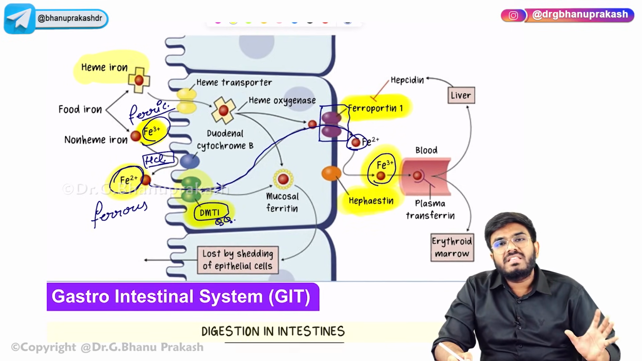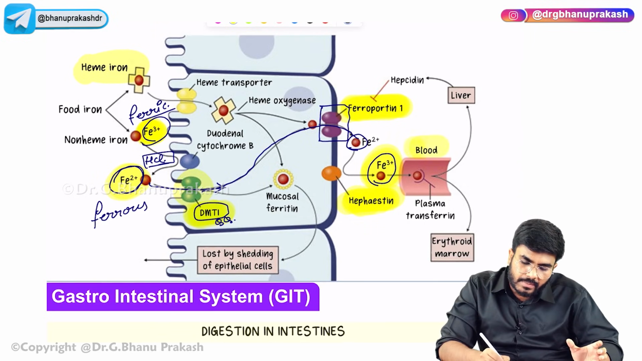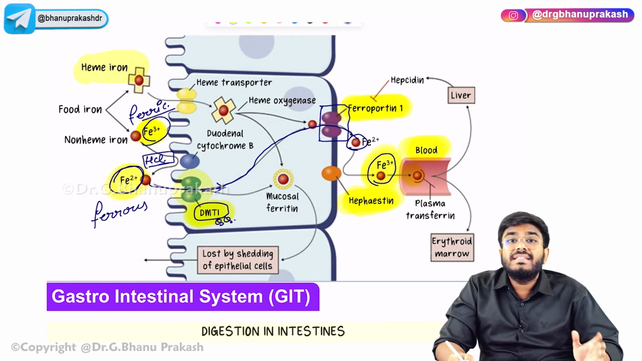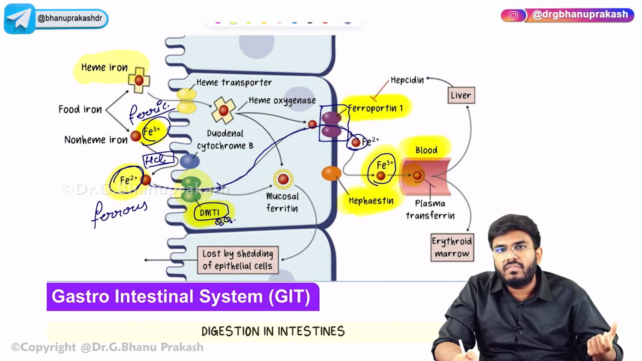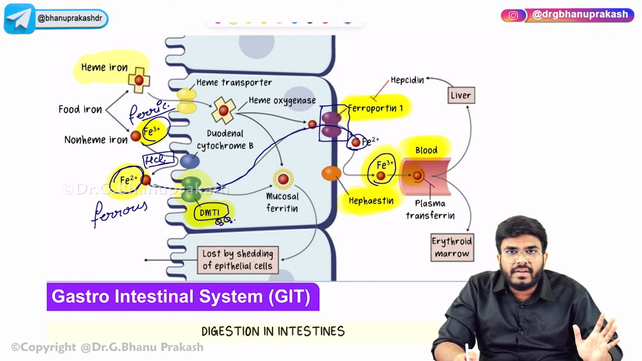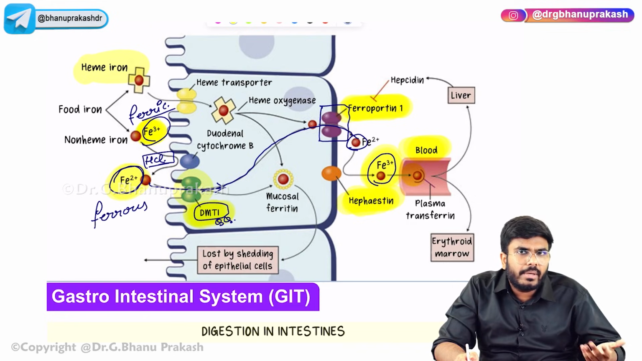Now tell me, this Fe3+ form of iron, where is it? Now it is in the blood. Now it is Fe3+. Fe3+ means it is a free radical. It is having charges. Fe2+, Fe3+, these are all free radicals. You should not keep the free radicals alone because they will cause lipid peroxidation and membrane damage.